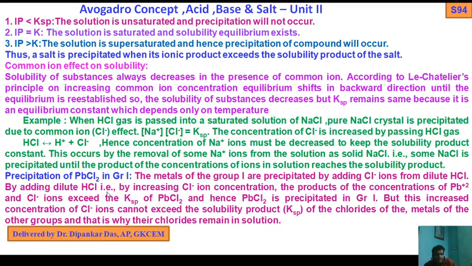So the metals of group 1 are precipitated by adding dilute HCl, that is, increasing Cl- concentration. The product of the concentrations of Pb2+ and Cl- ions easily exceeds the Ksp value of PbCl2 and hence PbCl2 is precipitated in group 1. But this increased Cl- concentration cannot exceed the solubility product of the chlorides of the metal ions of the other groups, so their chlorides remain in solution.